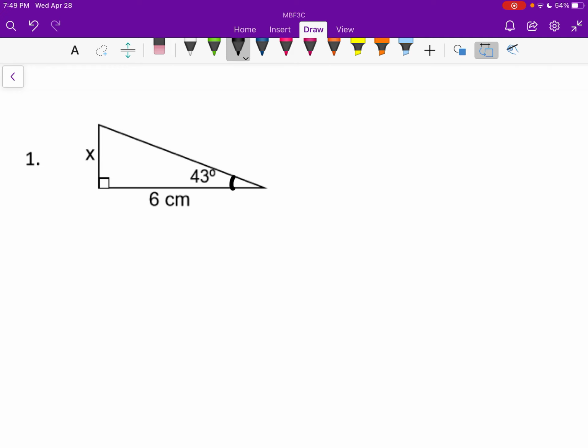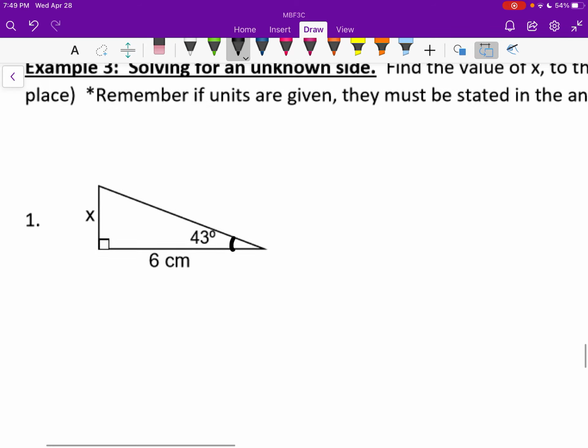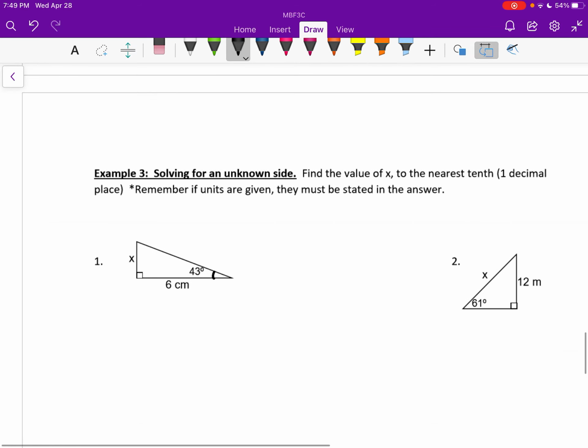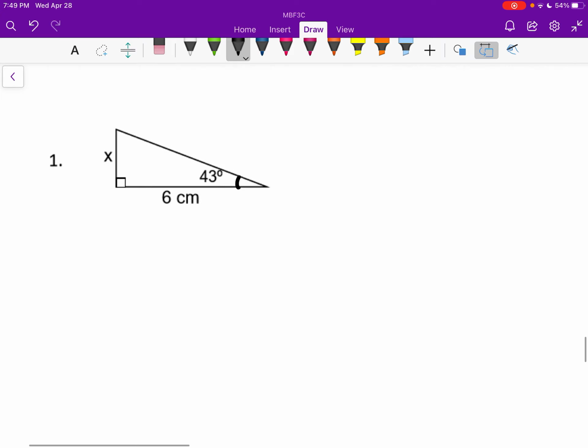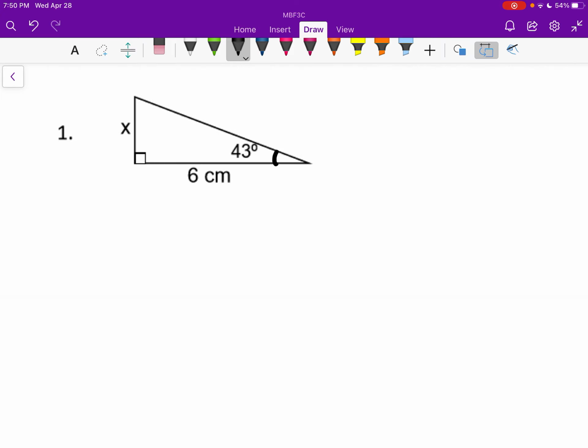So it says, example, solving for the unknown side. Find the value of x to the nearest tenth, which is just one decimal place. And remember, if units are given, they must be stated in the answer. Always, always remember that. I'm just reading from your note here. Okay, so I'm going to go here and I'm going to say, okay, this is my angle, the 43. I'm looking for something that will give away what type of ratio I should use. So I have the opposite, right? And I have the adjacent.